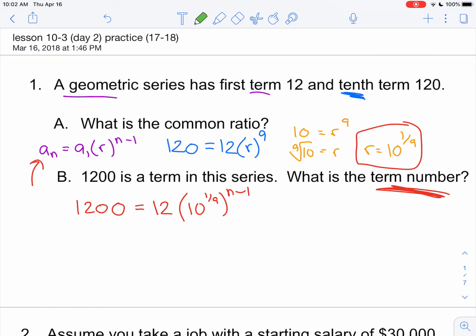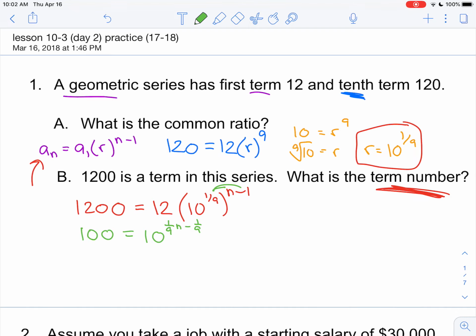Let's divide both sides by 12. And so that gives us 100 equals 10. Now I'm going to save a step here. I'm going to go ahead and use my distributive property, my power of a power property there. So it's going to be a really weird exponent. 1/9 n minus 1/9, totally crazy.